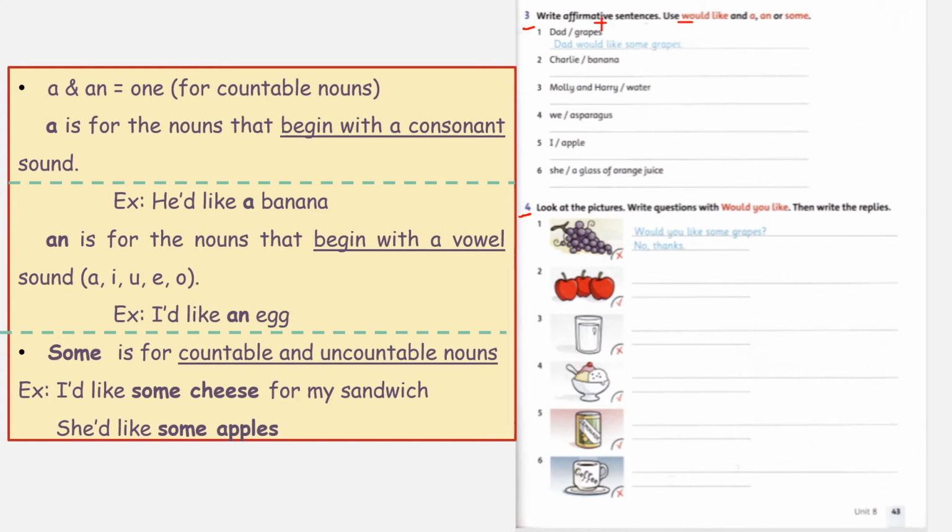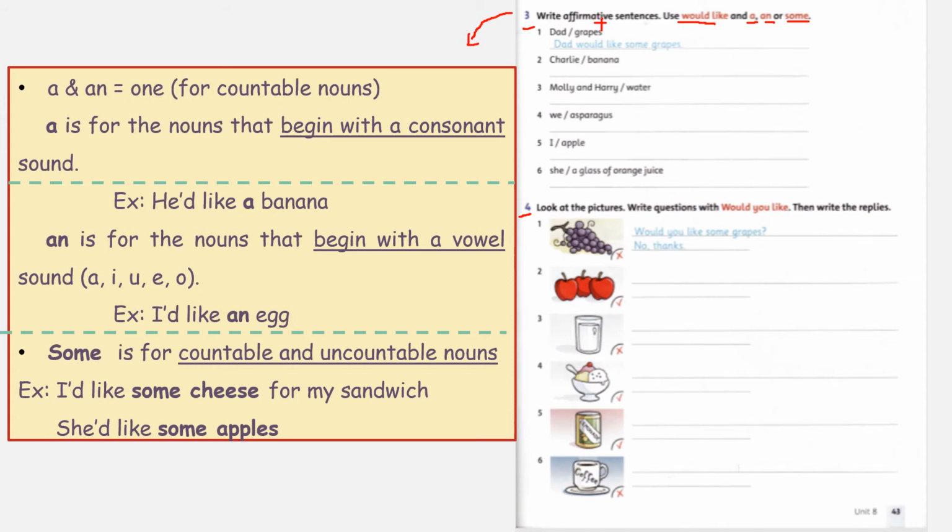Use would like, a, an, or some. Okay. Would like first. After that, before the noun, you have to put a or an if it's only one, or more than one, or something that you cannot count, you put some before the noun. Here is my explanation. In case you forgot, I explain you again.